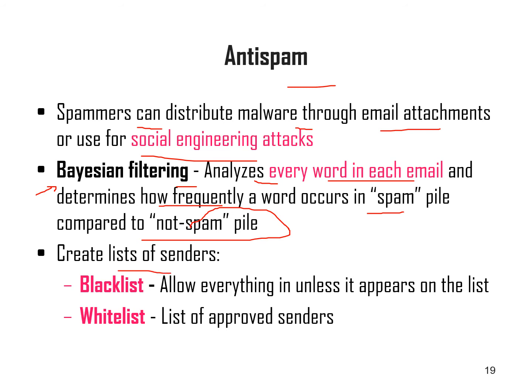So creating a list of senders. So blacklist, whitelist. This is also a very important 2-mark question. A blacklist allows everything in unless it appears on the list. A whitelist is a list of approved senders, right? So that is whitelist. Blacklist allows everything in unless it appears on the list. Whitelist is nothing but a list of approved senders.